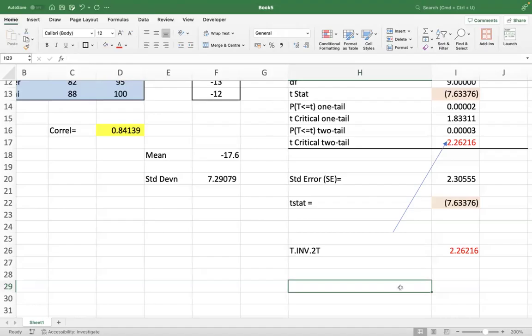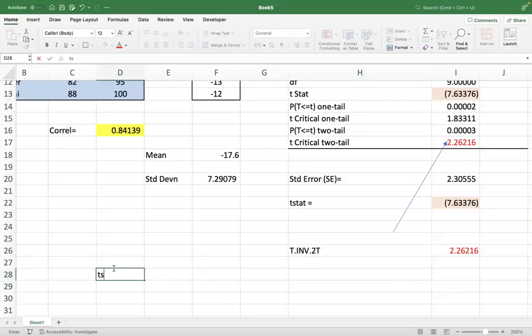Okay? So since your t stat is minus 7.63, which is lower than minus 2.262, we will reject the null hypothesis. The t stat, which is minus 7.63376, is lower than the t critical value, which is minus 2.262, right? So we reject the null hypothesis.